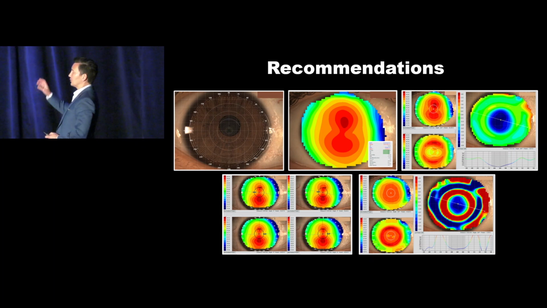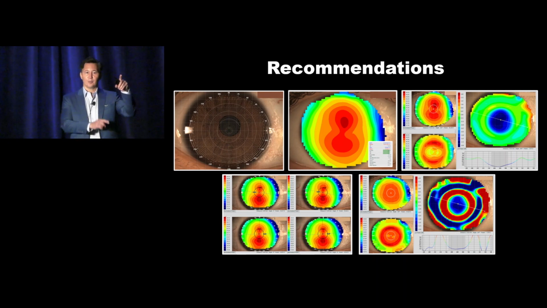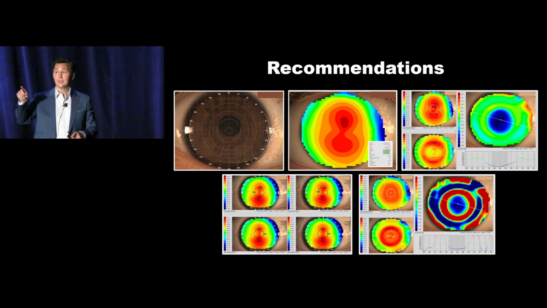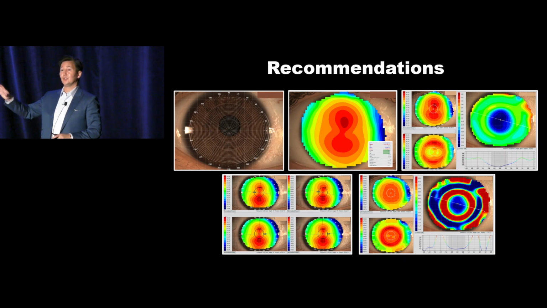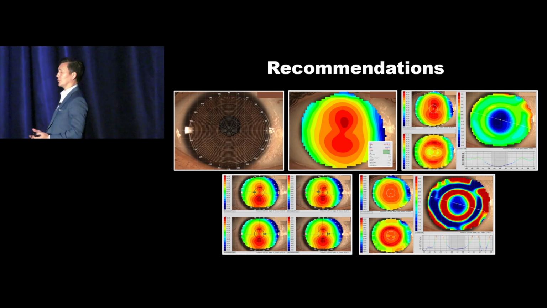Use the subtraction. You've got to figure out how to do this in your topographer. Nearly every topographer I've ever seen has a subtractive map where you can select the baseline, the post-treatment, and then you click on the subtractive function, and it gives you that difference. Remember that this is what the cornea was, this is what the cornea is, but this is how the cornea changed. So the subtractive is so important to you.